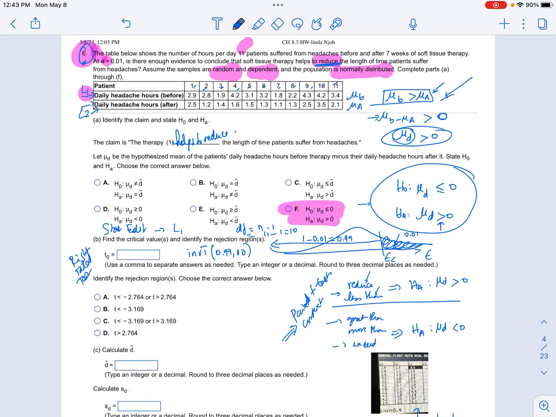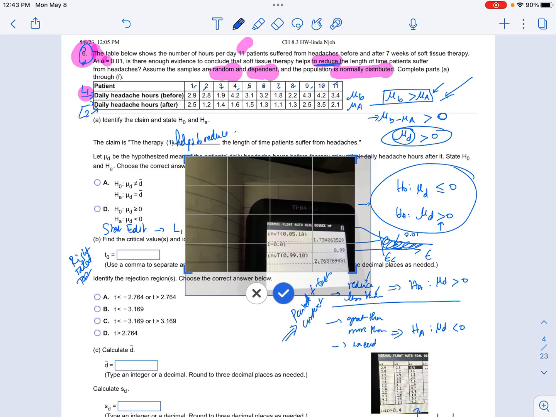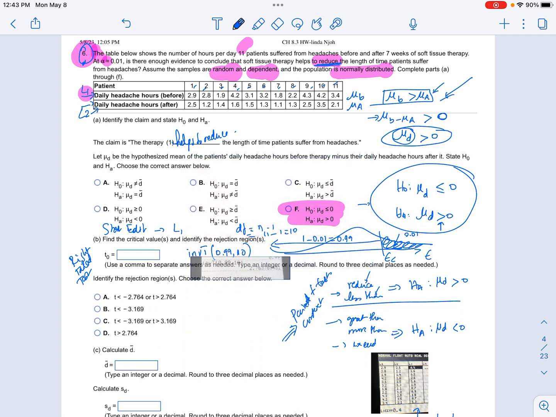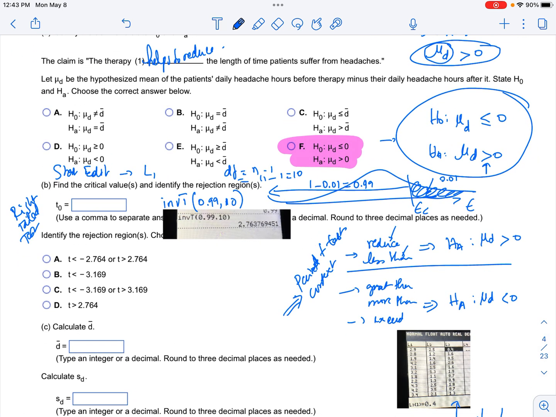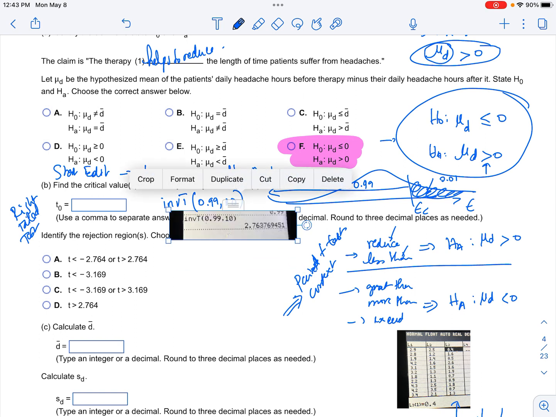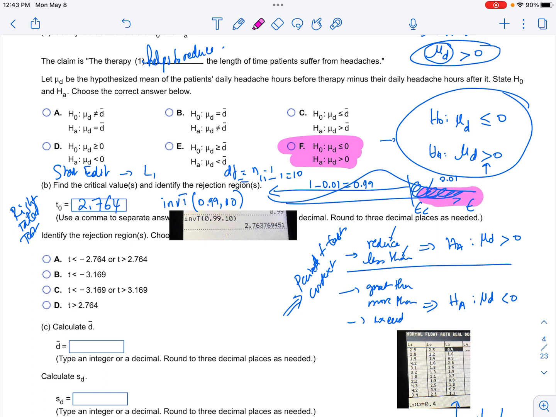Here we go. So there goes my critical value right there. See? So you enter, say, around to how many decimal places? 3. 2.764. Now your critical value is right here, greater than. So find it. Should be D.